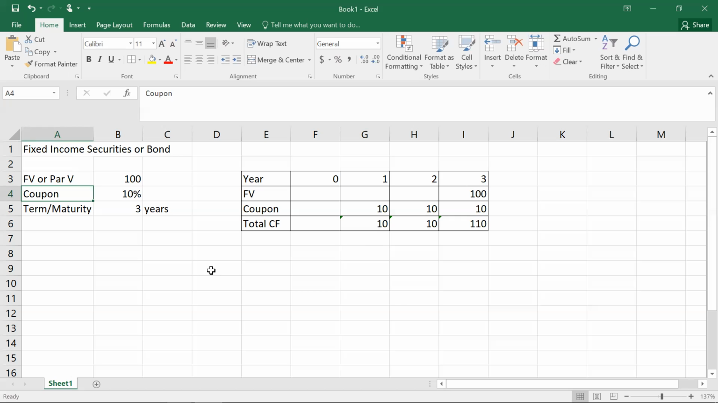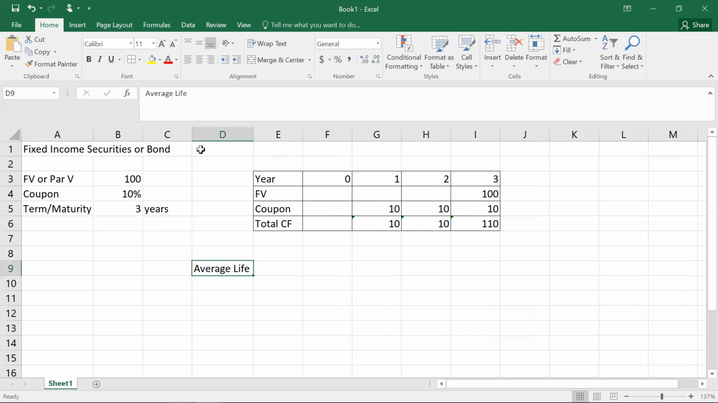So the first thing that we are going to calculate is the average life of the cash flow. What do we mean by average life? We know that the maturity of the bond is 3 years. Average life is also an indicator of time, but we are going to weigh that time using the cash flows.